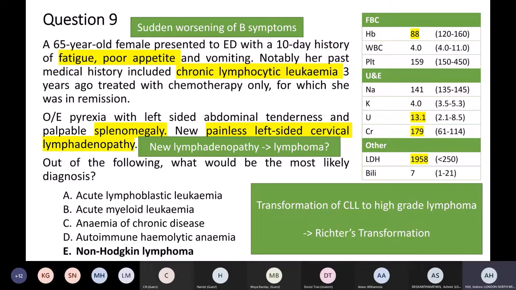So in this case, someone said autoimmune hemolytic anemia. Less likely in this case. I mean, the patient does have an anemia, but their bilirubin isn't raised. So I think that's the main argument against hemolytic anemia in that case.